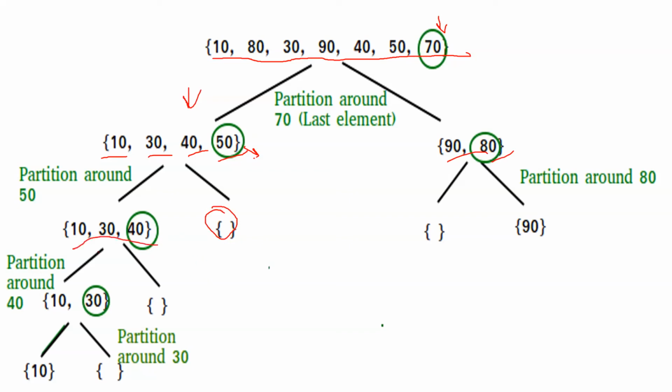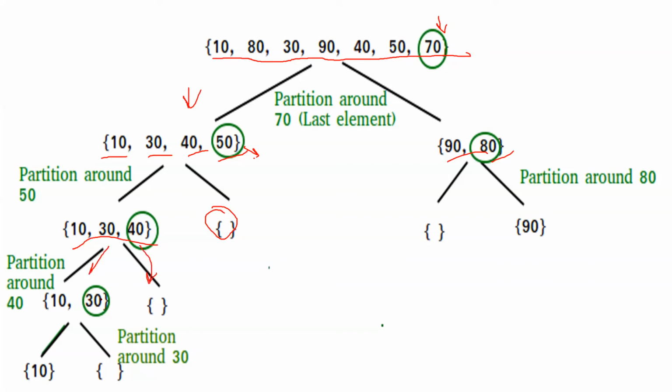Again we'll be partitioning around 40. Why 40? Because 40 is the last element in the next sub array, which is 10, 30 and 40. So 10 and 30 are smaller than 40, so they come to the left hand side, and in the right hand side it will be 40.